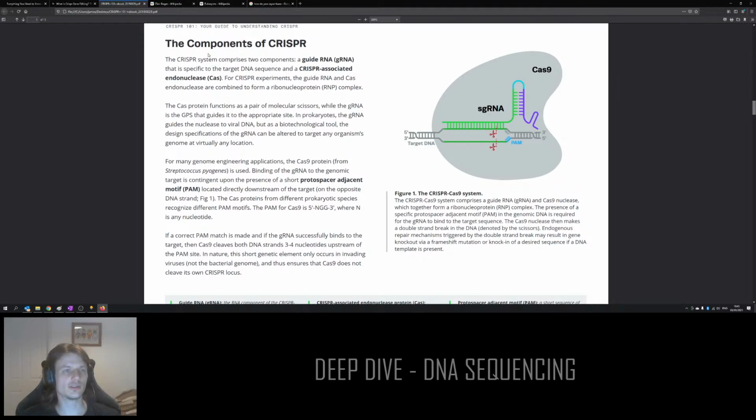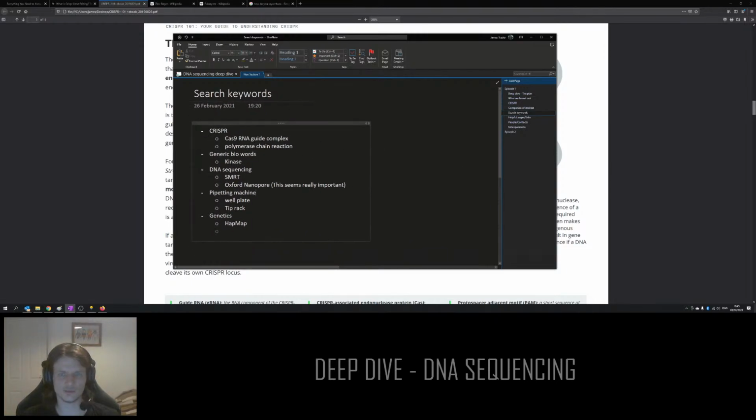The components of CRISPR. The CRISPR system comprises two components: a guide RNA that is specific to the target DNA sequence. This is something I'm going to need to engineer. That is what I'm going to write down.